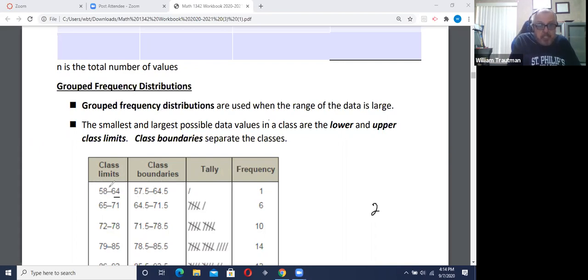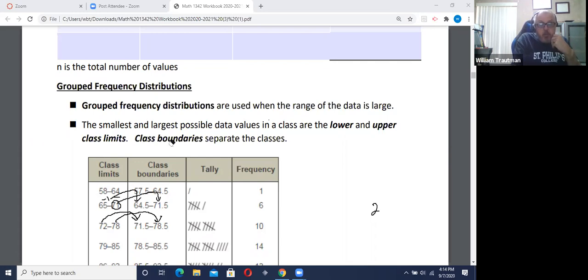If we have the class limits, the boundaries are just putting a 0.5 at the end of it for the upper. For the lower, you subtract 1. 65 minus 1, I get 64, and then put a 0.5 at the end of it. Okay, so just look at all the rest of these. The upper boundary is just a 0.5 more, and the lower boundary is subtract 1, which is 71, and you get 71.5. You put a 0.5 at the end of it.